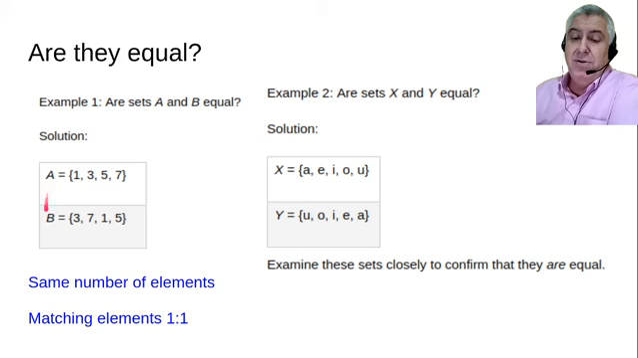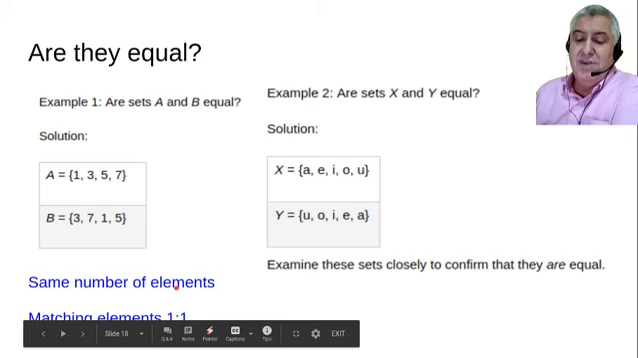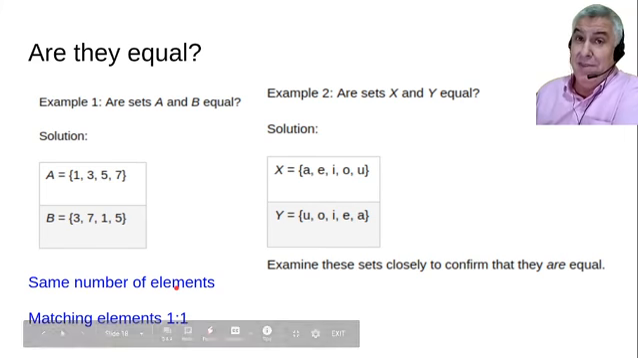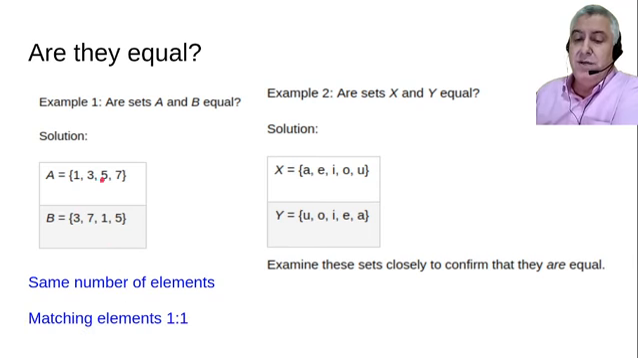We want to know if A and B are equal. So we want to know if they have the same number of elements. That's a good way, because if they don't, then automatically they're not equal. So don't waste your time with the second one. So this has 4, and this has 4, and are they matching? So I can go 1 to 1, 3 to 3, 5 to 5, and 7 to 7. So these two are equal.